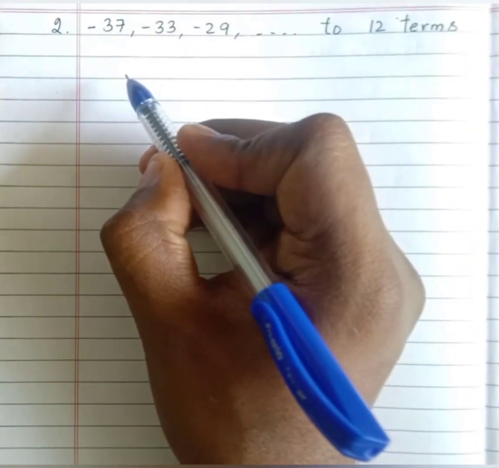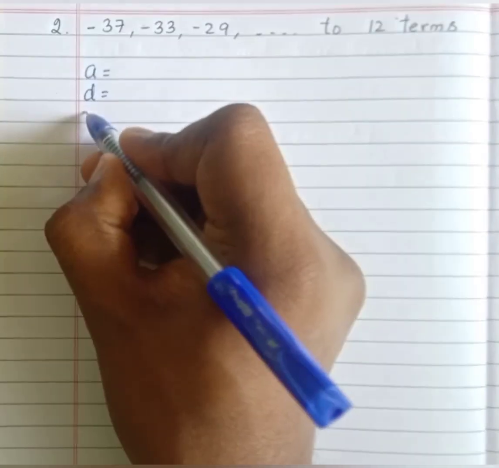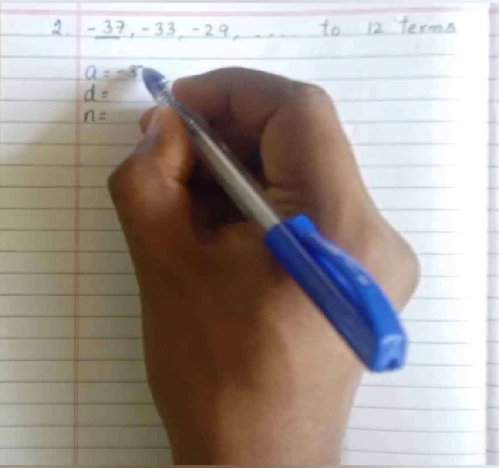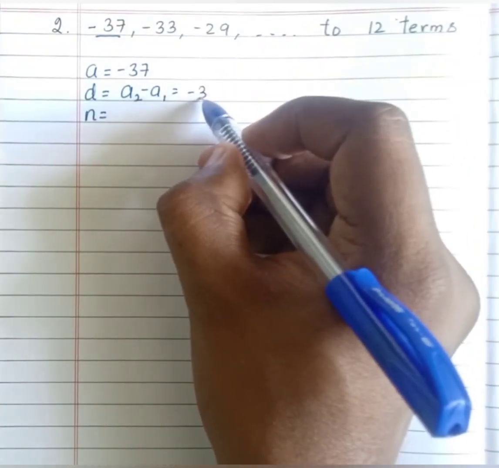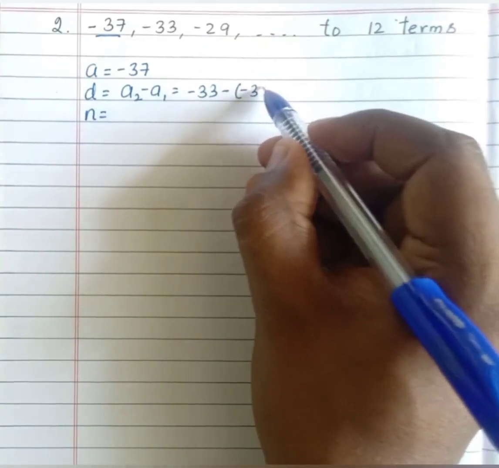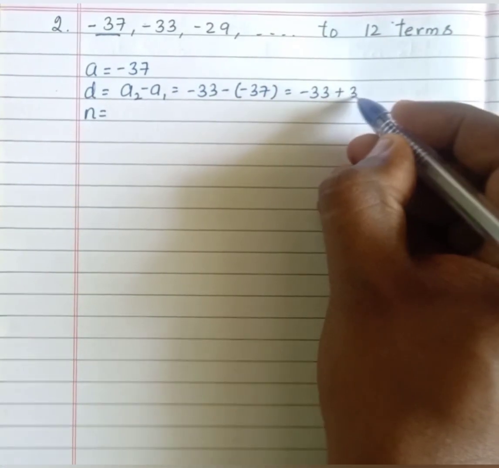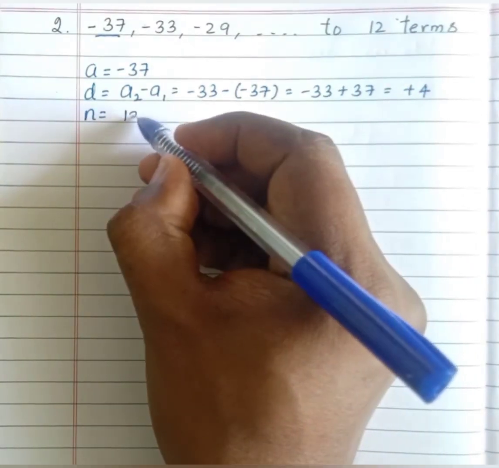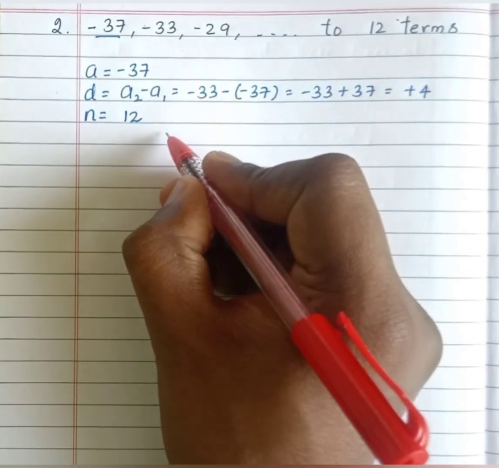Minus 37, minus 33, minus 29, up to 12 terms. We should find the sum of 12 terms. We should know the value of a, d and n. a equals minus 37. What is d? a2 minus a1. a2 is minus 33, minus of a1, which is minus 37. Now minus into minus is plus: minus 33 plus 37. We get 4, since 37 is the bigger number, the sign is plus, and 37 minus 33 is 4. n equals 12, the number of terms.